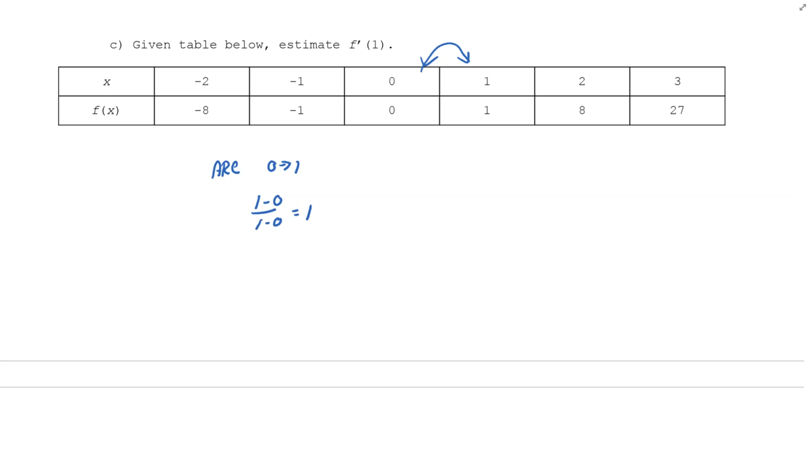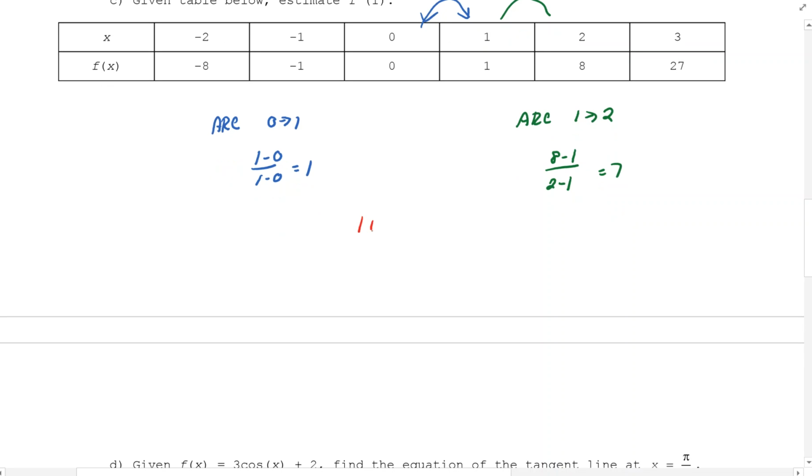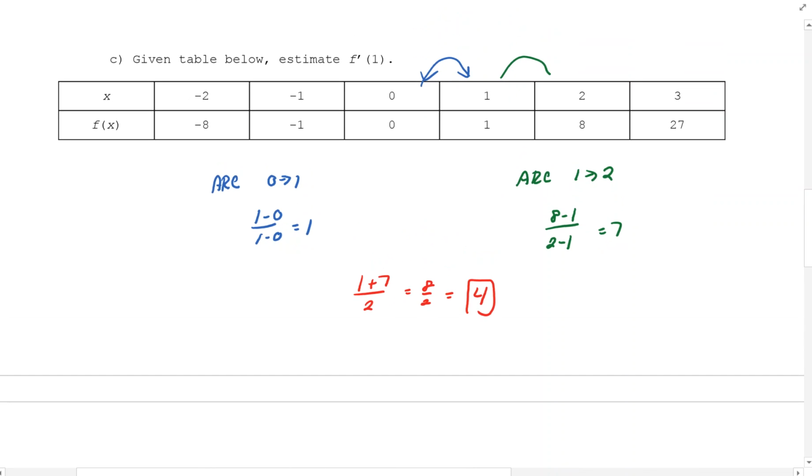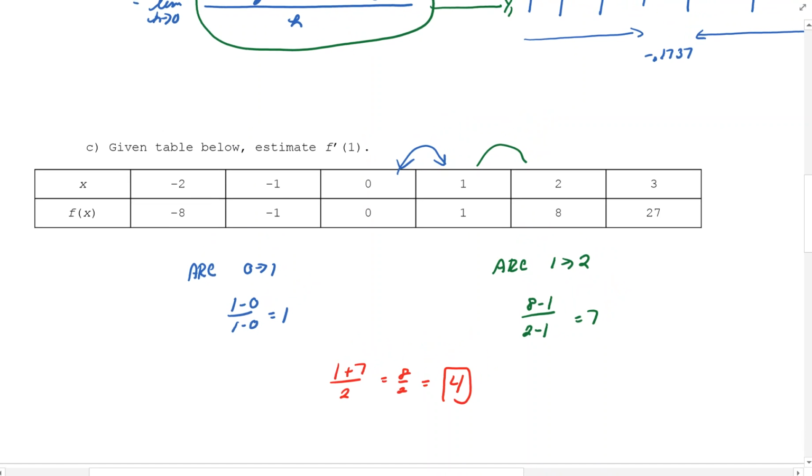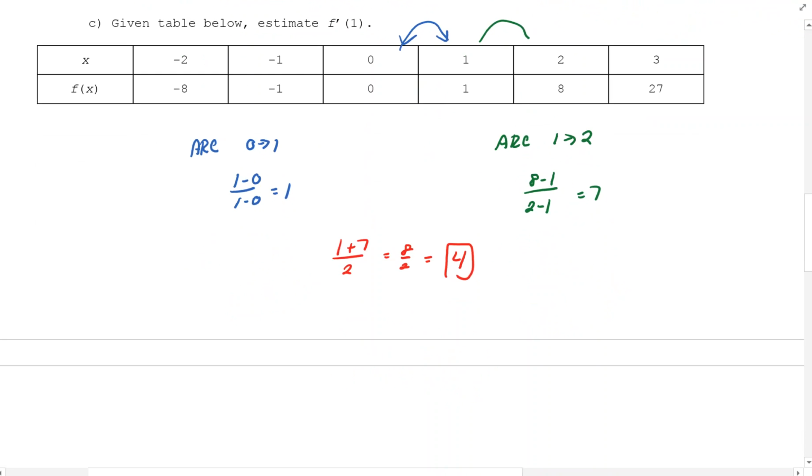My average rate of change between 1 and 2 is 8 minus 1 over 2 minus 1, which gives me 7, and then I'll average those. So I'm going to have 1 plus 7 over 2, 8 over 2. My estimate of my derivative is 4. So this is not a terribly accurate way to find it, but given the information we have, that's the best we can do.